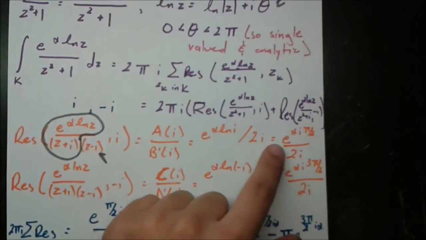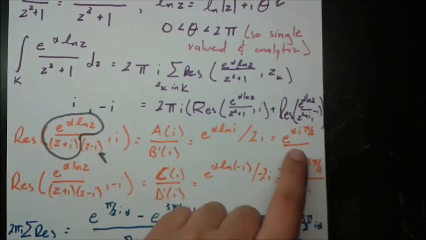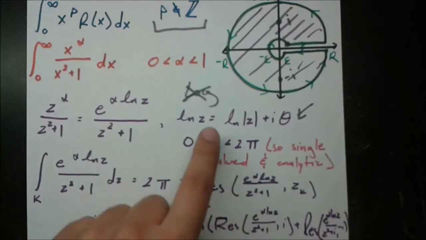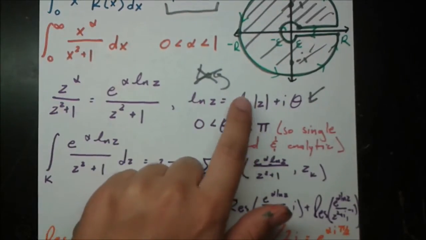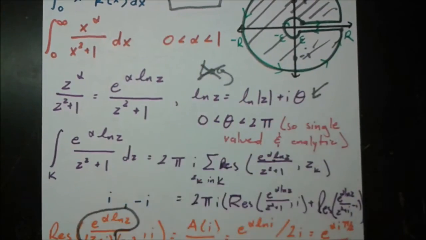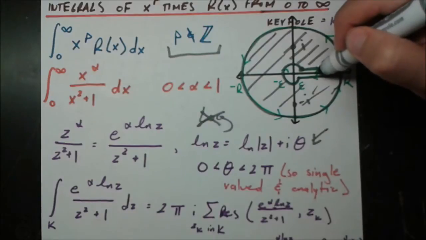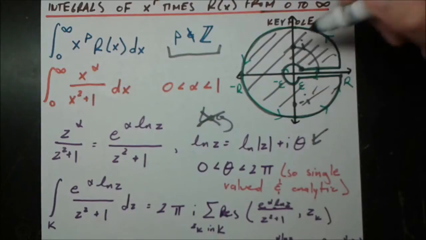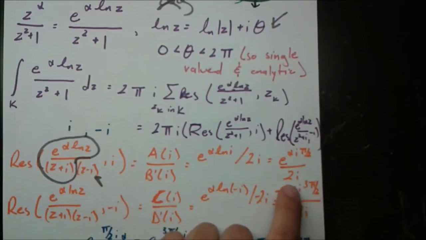So in the end, the residue is going to be e to the alpha i pi over 2, over 2i. And how did I get that? Well, natural log i, we have the formula for natural log here. It's going to be natural log of modulus i, which is 1, so natural log 1 is 0, that cancels out, plus i times theta. And since i is up here, what's the theta associated with it? Well, it's going to be pi over 2, because starting from the positive axis, we go an angle of pi over 2 to get to it. So that's why this is pi over 2 up here, divided by 2i.